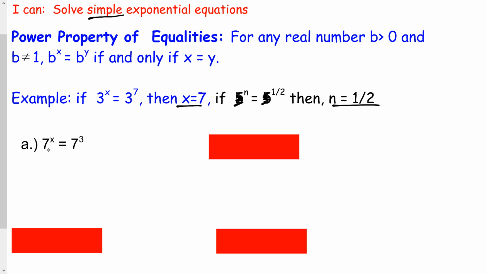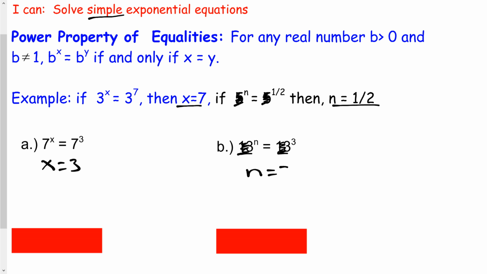All right, well, you should have noticed that the bases are the same. So we can ignore those bases and just say that x equals 3. Okay, try this one out. All right, you should also notice that the bases are the same, so you can ignore them and just say n equals 3. Okay, let's try this one out.